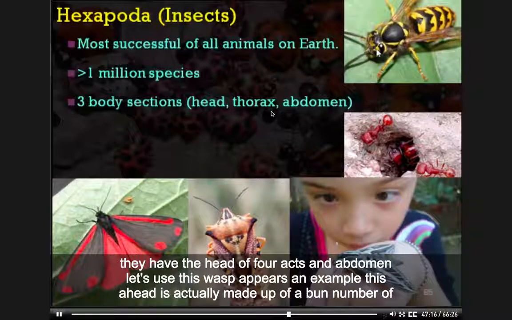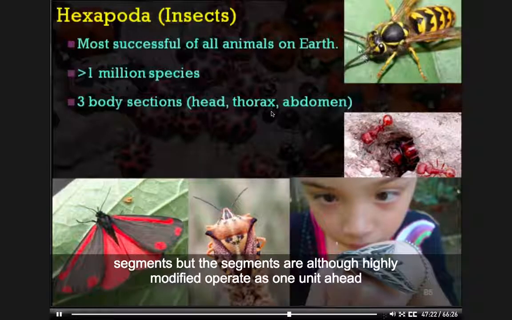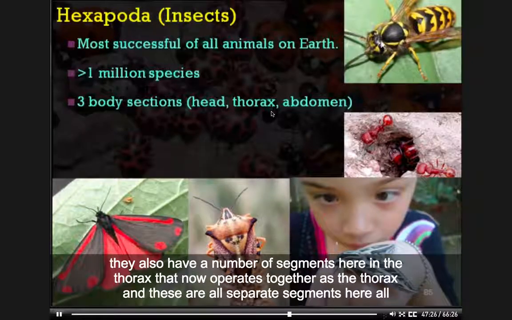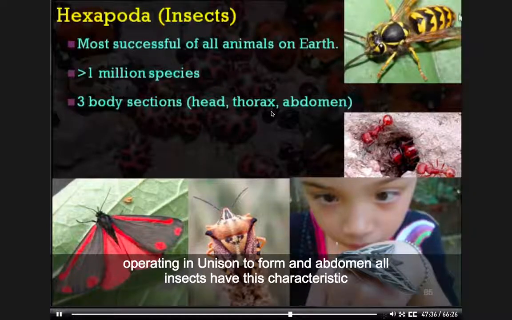Let's use this wasp up here as an example. This head is actually made up of a number of segments, but the segments are all now highly modified to operate as one unit, a head. They also have a number of segments here in the thorax that now operate together as the thorax. And these are all separate segments here, all operating in unison to form an abdomen. All insects have this characteristic.